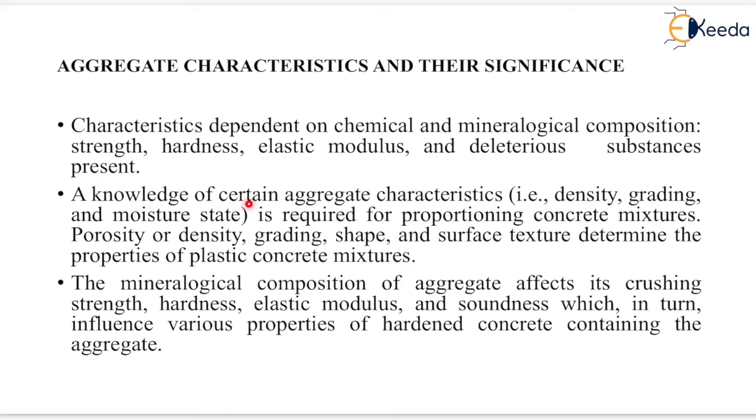A knowledge of certain aggregate characteristics, that is density, grading and moisture state, is required for proportioning concrete mixtures. Porosity or density, grading, shape and surface texture determine the property of plastic concrete mixtures. The mineralogical composition of aggregate affects its crushing strength, hardness, elastic modulus and soundness, which in turn influence various properties of hardened concrete containing the aggregate.